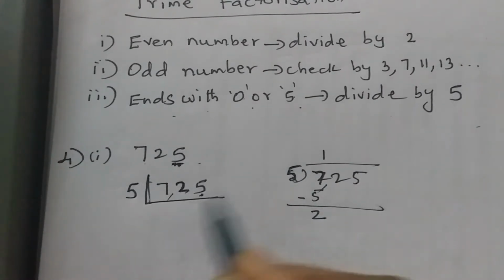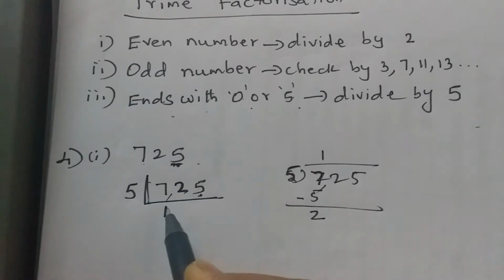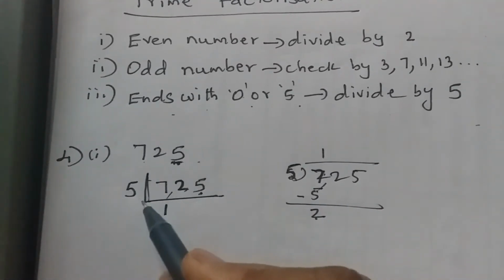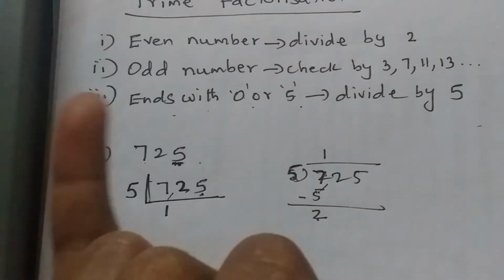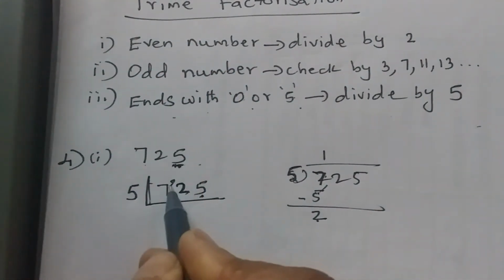So in this, what do we do? 5 ones are 5. The quotient we write here. After 5, instead of writing and subtracting, we do that subtraction in our mind. After 5, you count till 7: after 5, 6 and 7. So what is the remainder? 2.